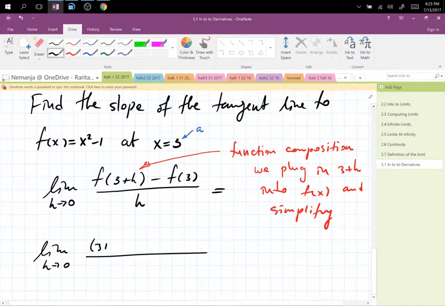So it is 3 plus h squared minus 1. See, instead of writing x squared minus 1, I'm replacing x with 3 plus h. And then we have minus f of 3, which we said was 8, divided by h in the denominator. F of 3, clearly, right? 3 squared, 9, minus 1 is 8.